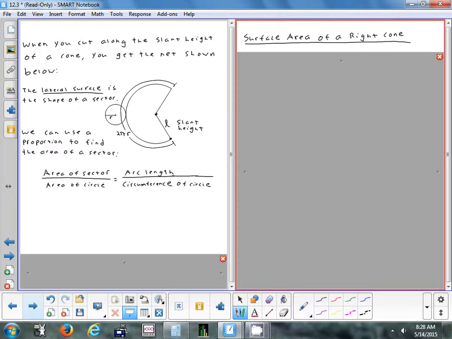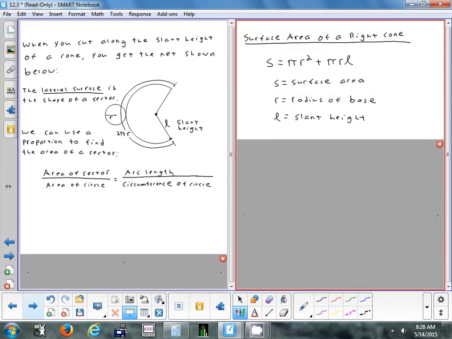We're not really going to focus on finding just the area of a sector. We're going to find the surface area of the entire cone, and I'm going to give you a formula to do that. It's basically going to be the formula you just had. It's the area of the base plus pi r L.